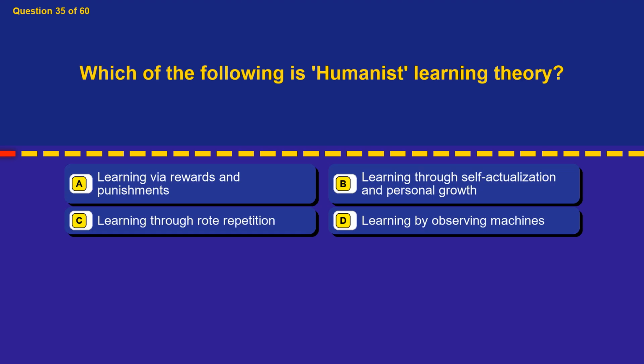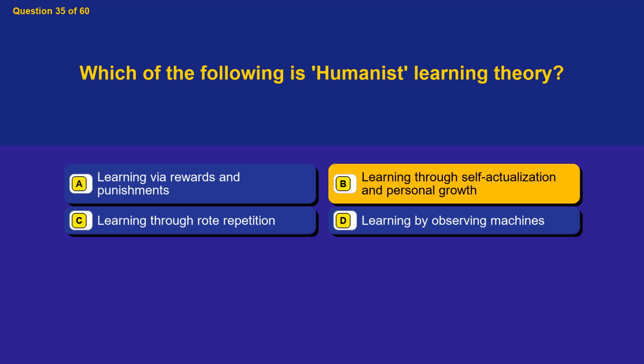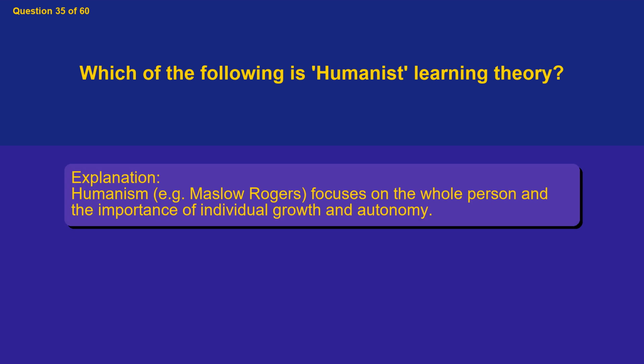Question 35. Which of the following is humanist learning theory? Option A, learning via rewards and punishments. Option B, learning through self-actualization and personal growth. Option C, learning through rote repetition. Option D, learning by observing machines. The correct answer is option B, learning through self-actualization and personal growth. Humanism, e.g. Maslow, Rogers, focuses on the whole person and the importance of individual growth and autonomy.